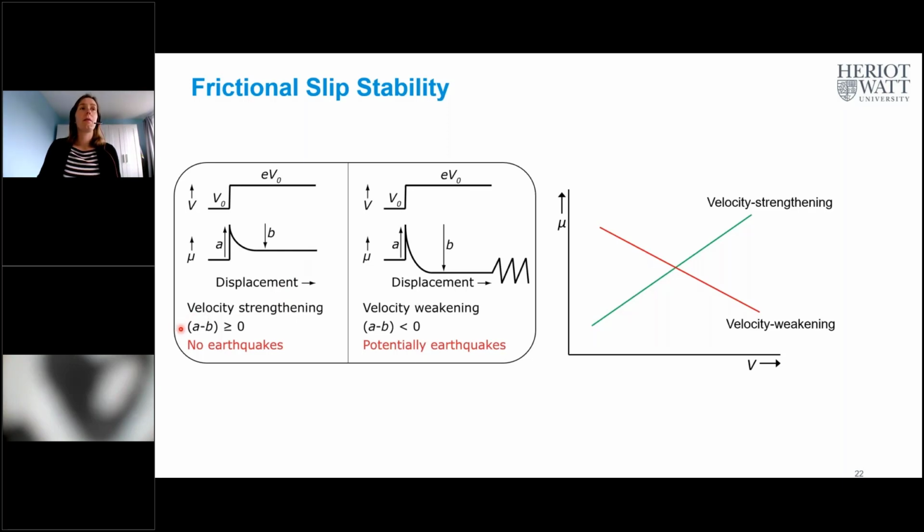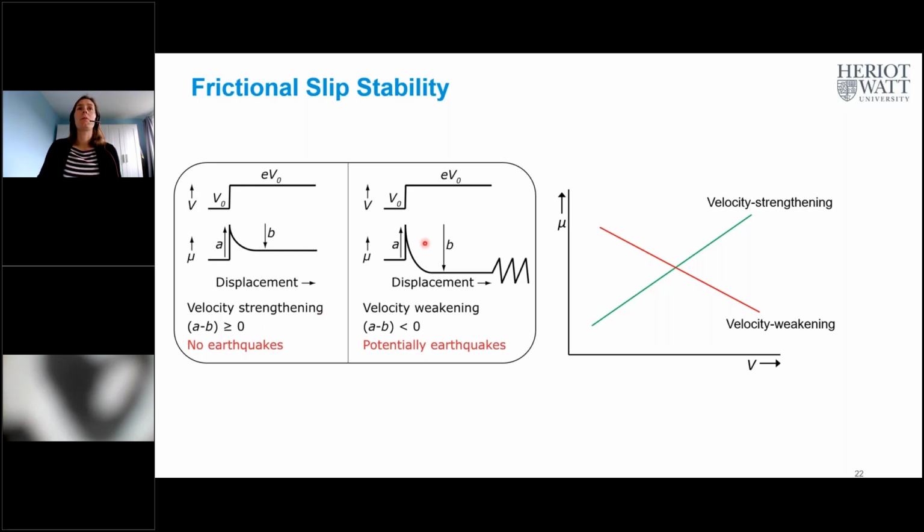This is quantified by a so-called rate and state friction parameter. It's A minus B. So it's these two parameters here. It's positive in the case of velocity strengthening behavior. When a material behaves velocity strengthening, you do not get earthquakes.